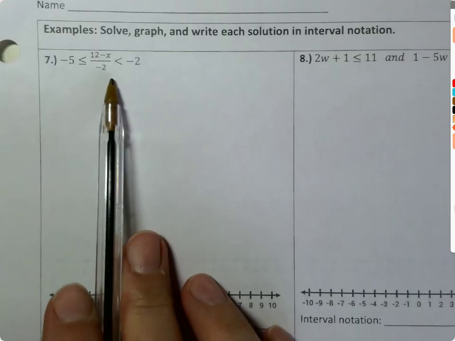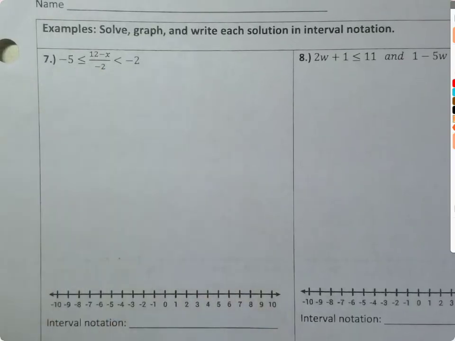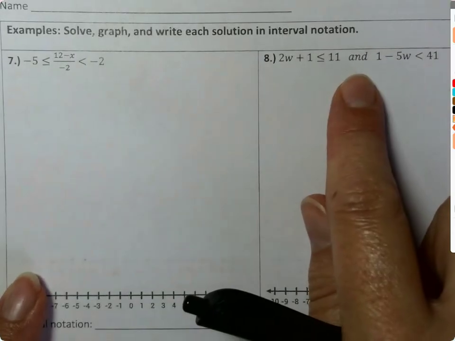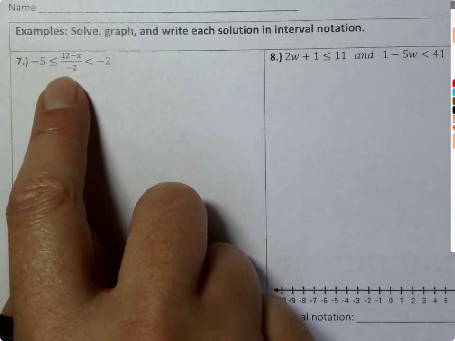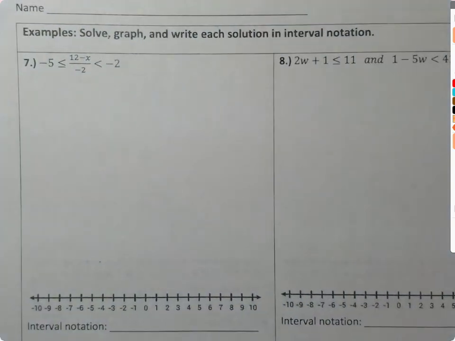This is an and statement. You don't get to pick and or. It will tell you or, it will tell you and, like this one tells you and. This one we have to understand as an and statement. So I am suggesting we split the problem, we rewrite it.